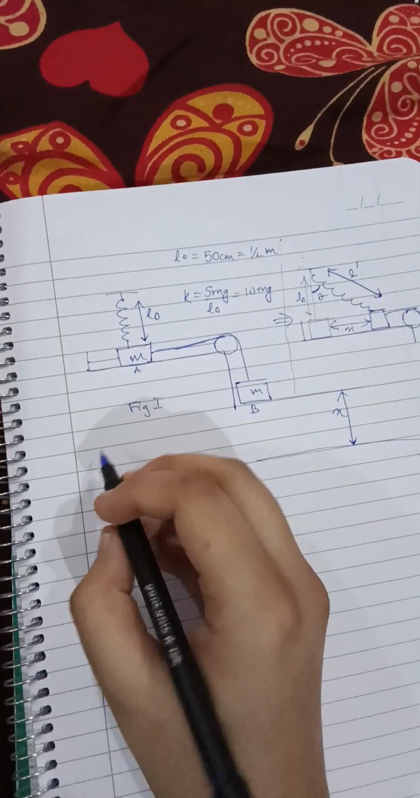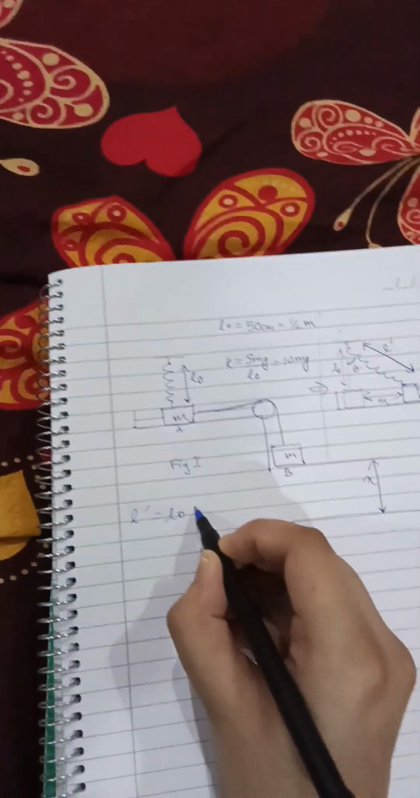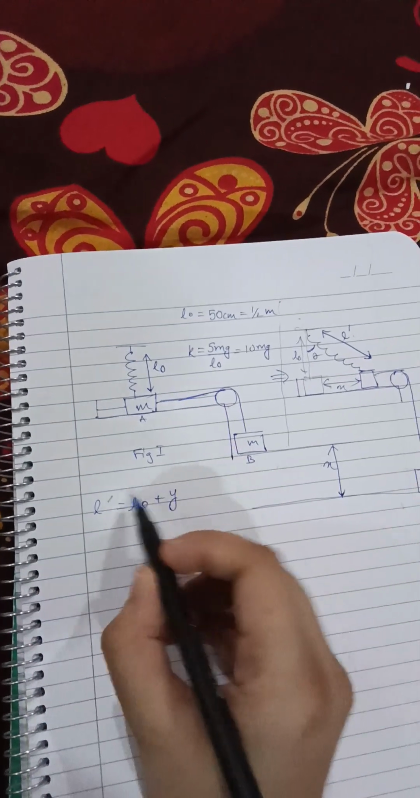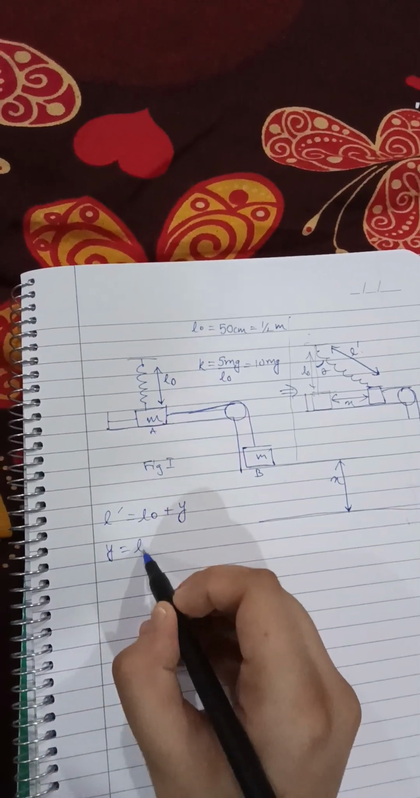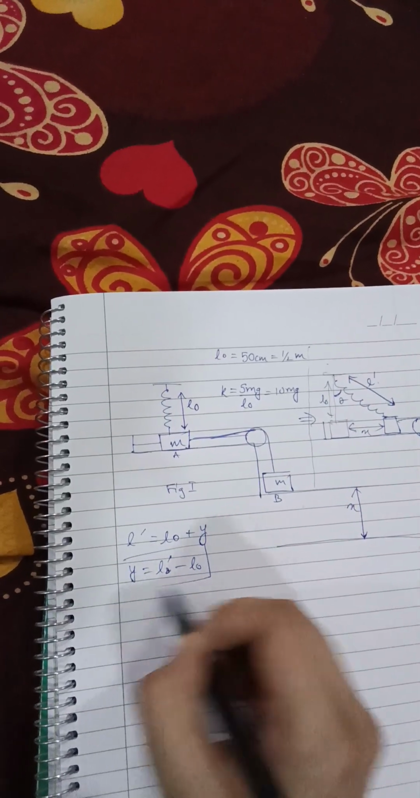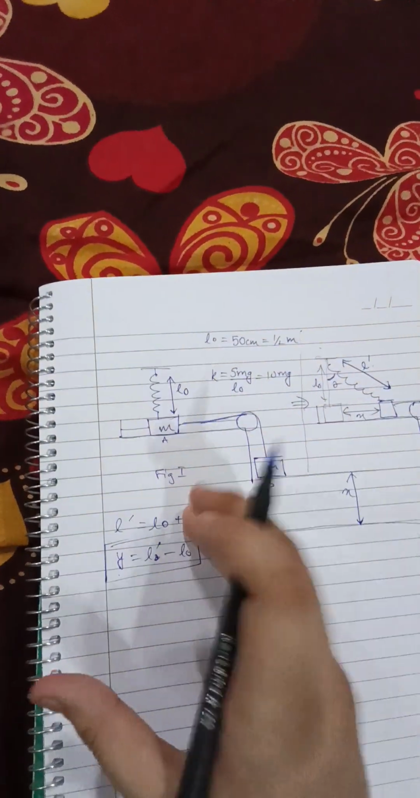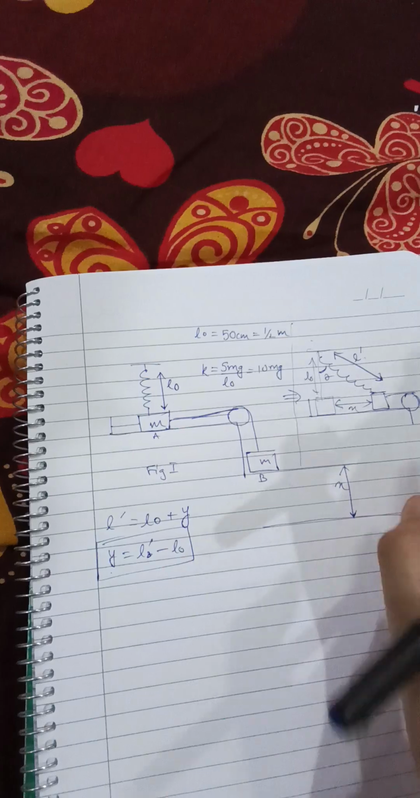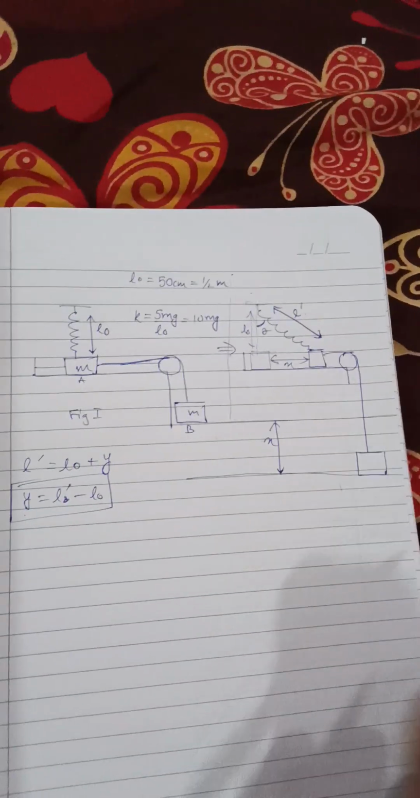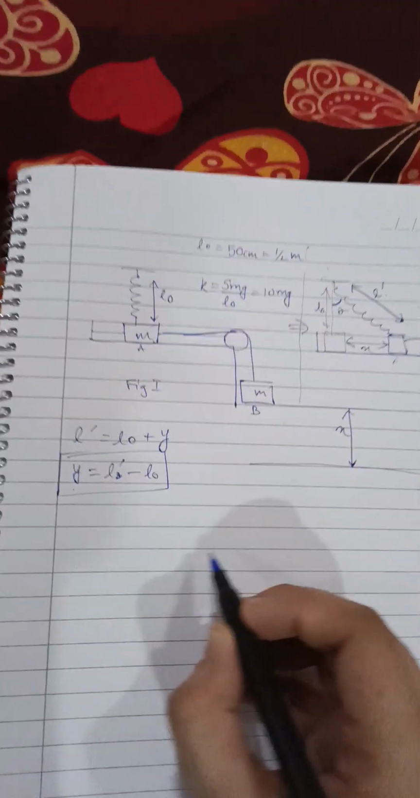Now I'm taking L dash is equal to L naught plus Y. So therefore Y equals L dash minus L naught. So Y is the extension in the spring and L dash is the elongated length of the spring in that exact critical moment, while L naught is obviously the initial length. So let's get solving. We will draw the FBD of block A in this critical moment.